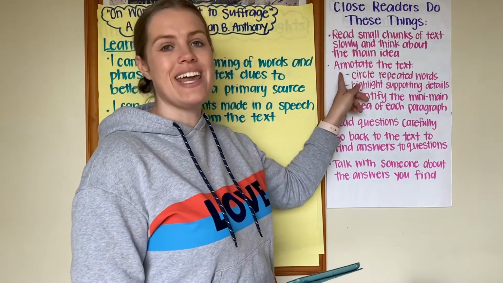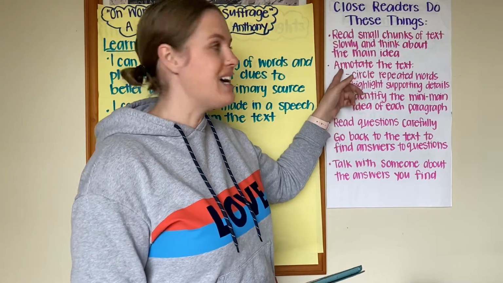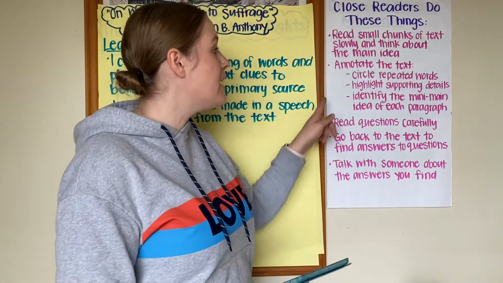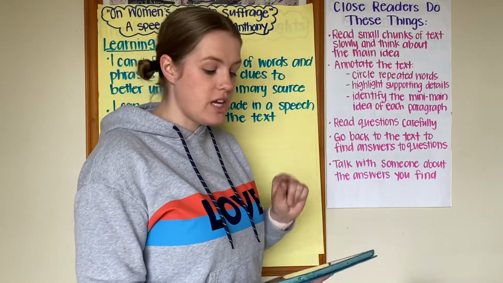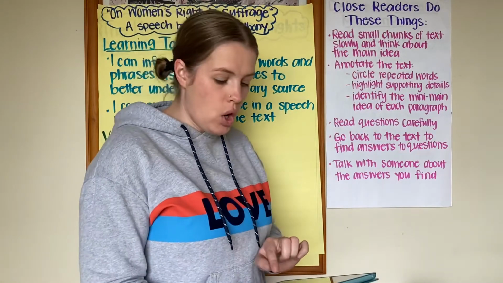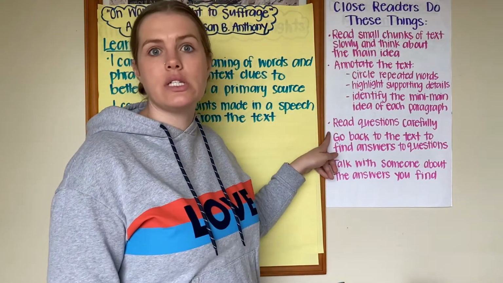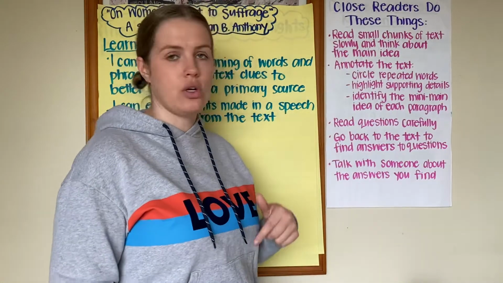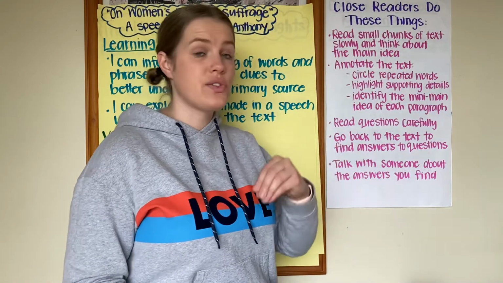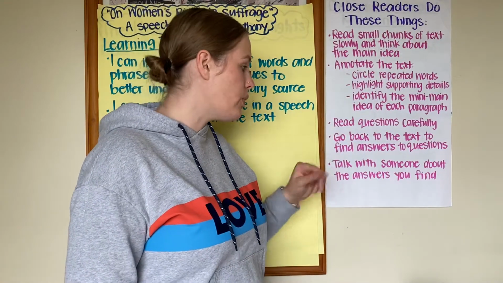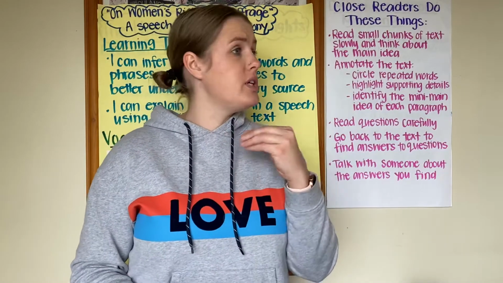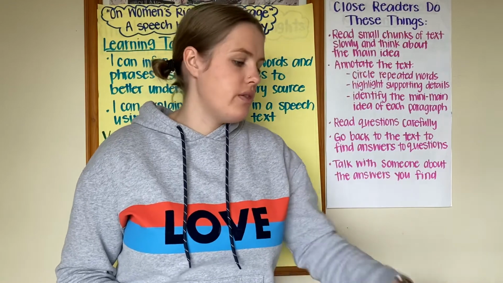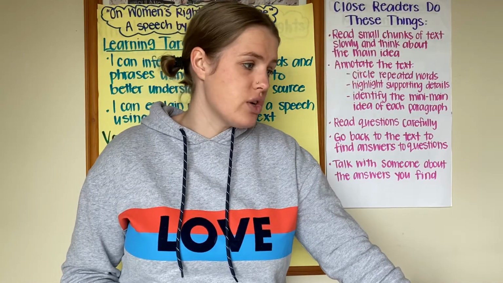We also know how to annotate the text. We did a lot of this in class, right? Circling repeating words, highlighting supporting details, and identifying the mini main idea of each individual paragraph. We also need to make sure that we're reading questions carefully, right? And then going back into the text to find our answers to the questions, using evidence, using details from the text. Finally, you want to talk with someone about the answers that you find. You will be surprised how easily you can grow ideas by talking to others about what you found out or the answers that you have in your head so far.